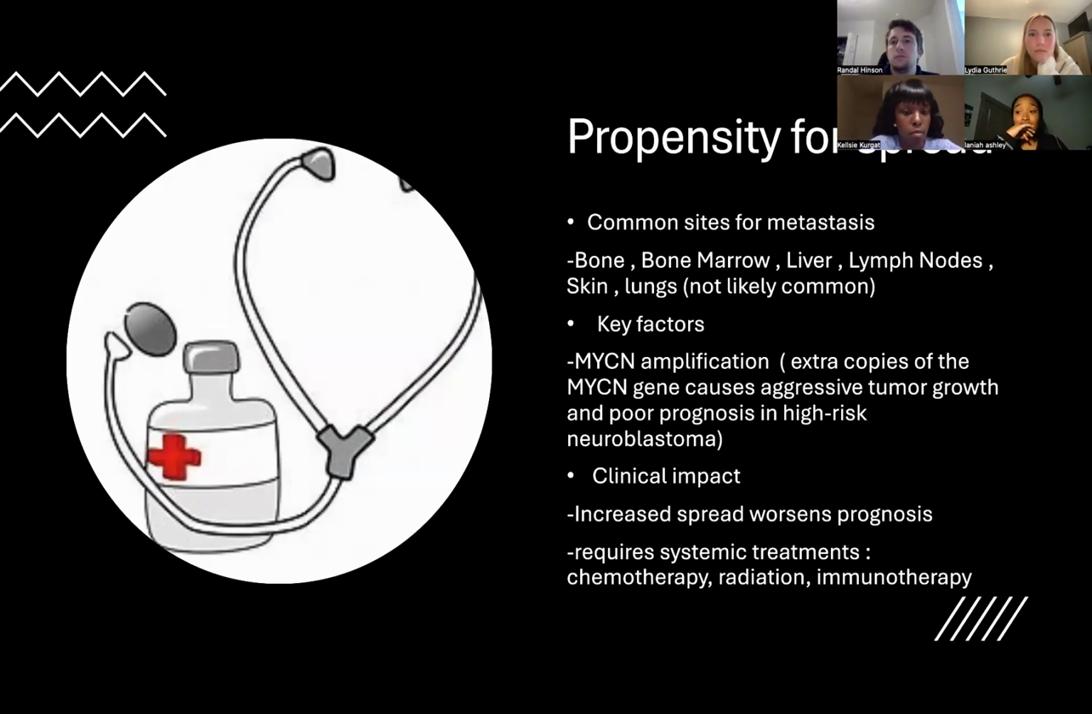High-risk neuroblastoma has a higher propensity for spreading because it can metastasize to distant areas of the body, such as the bone, bone marrow, and sometimes the liver. This makes it hard for high-risk neuroblastoma to be treated, and it impacts the prognosis. The metastasis often complicates treatment strategies, which requires a more extensive approach, such as chemotherapy, radiation, and stem cell transplants.